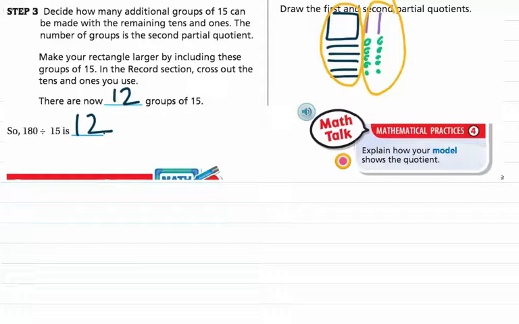So last, I want you to think about the mathematical practices, math talk, as we close out this lesson. It says explain how your model shows the quotient. So keep in mind, if we talked about partial quotients, how would our model explain the quotient? Be sure to take really good notes and use the quick drawings in your math notebook to help you with modeling two-digit divisors with division.